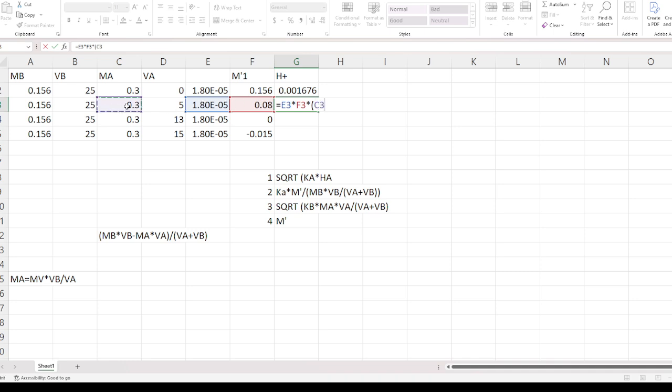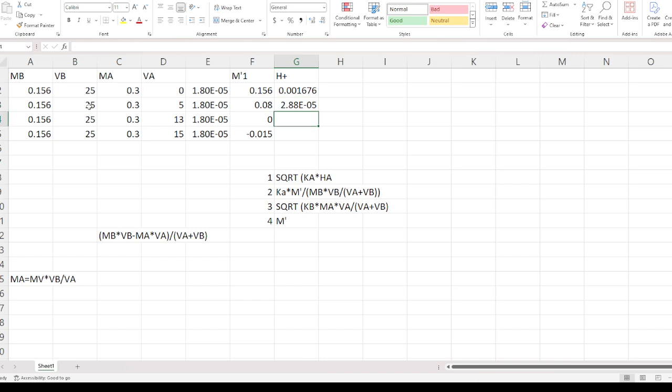So we have to divide this by, in parentheses, this times this divided by this plus this. Got to make sure your parentheses are all right, or else you're going to go right off the deep end. Okay, there we go. So it's really, really small.